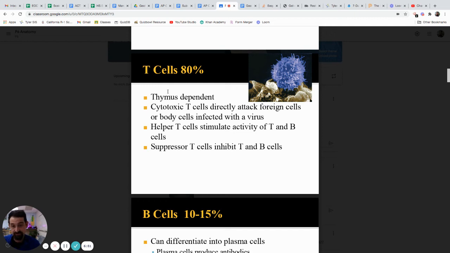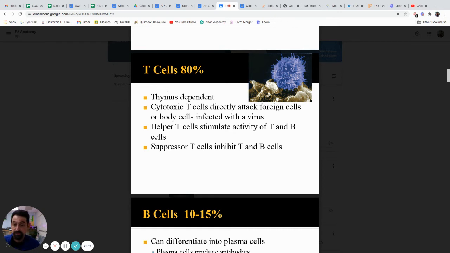If a cell's not doing what it should be doing with the virus, that will inhibit the formation of those antigens and it will destroy it as well. So these just go around and these are the security guards, the bouncers, if you will, of your body. If they don't have the right antigens, they get attacked.